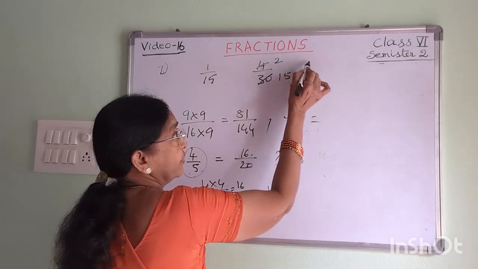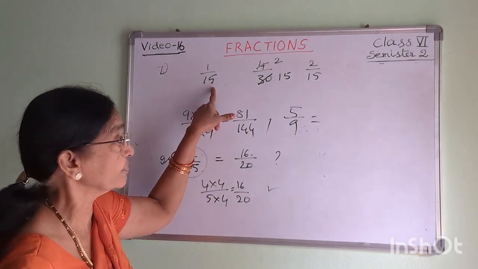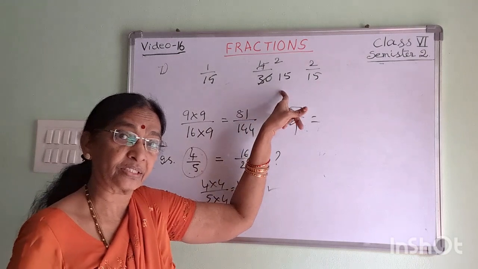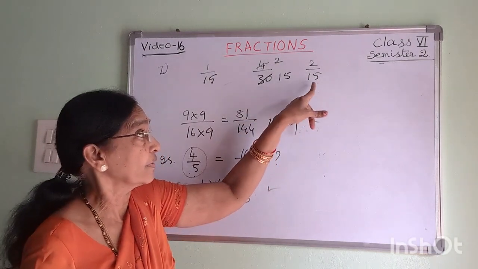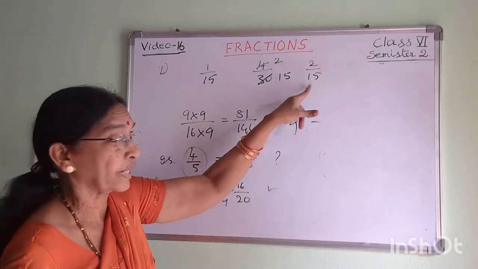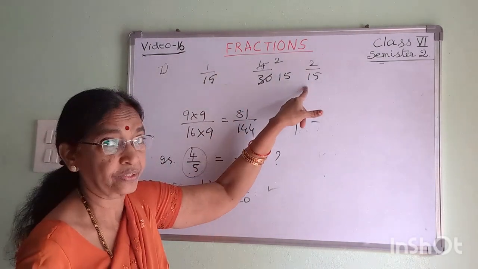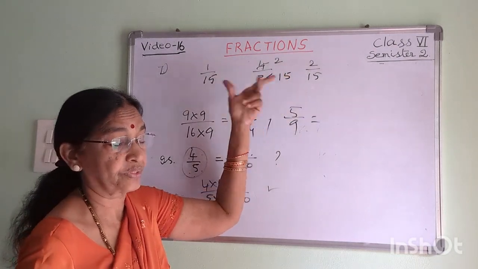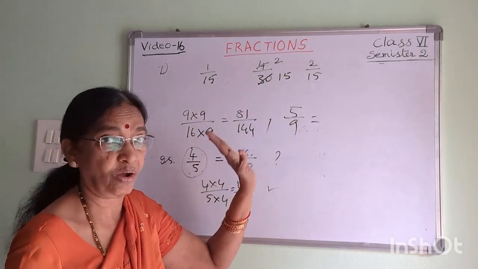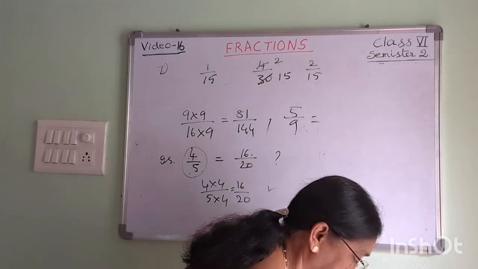Therefore this is 2 by 15 and this is 1 by 15. As there is 15 here, we have converted this fraction to have the denominator 15. Now we can compare like fractions. 1 by 15, 2 by 15. 1 is less than 2. Therefore this is less than 2. They are not equal. 1 by 15 is less than 4 by 30.